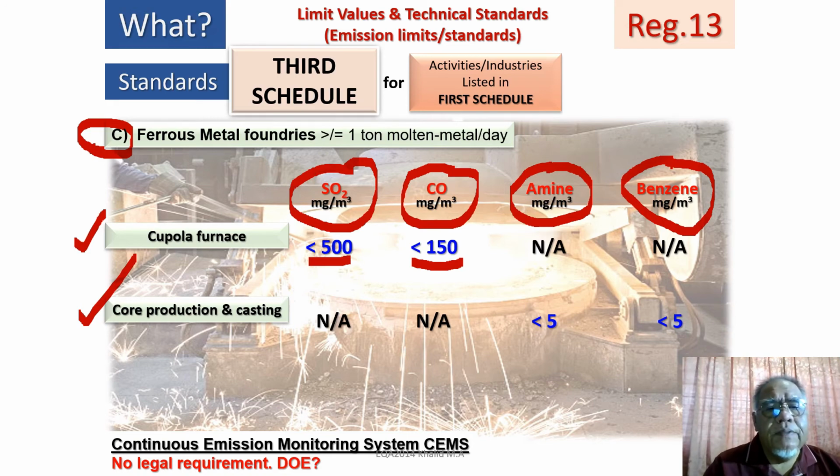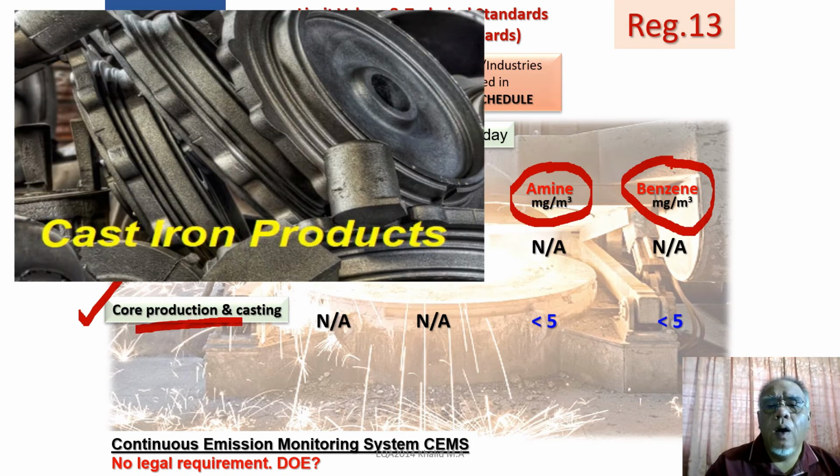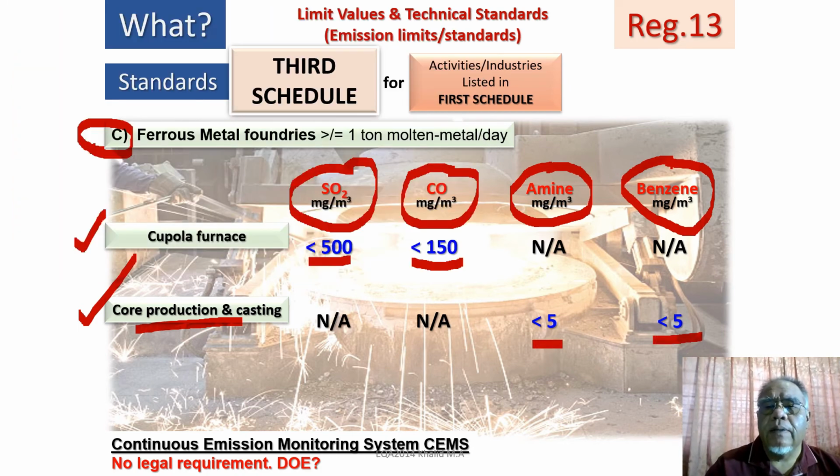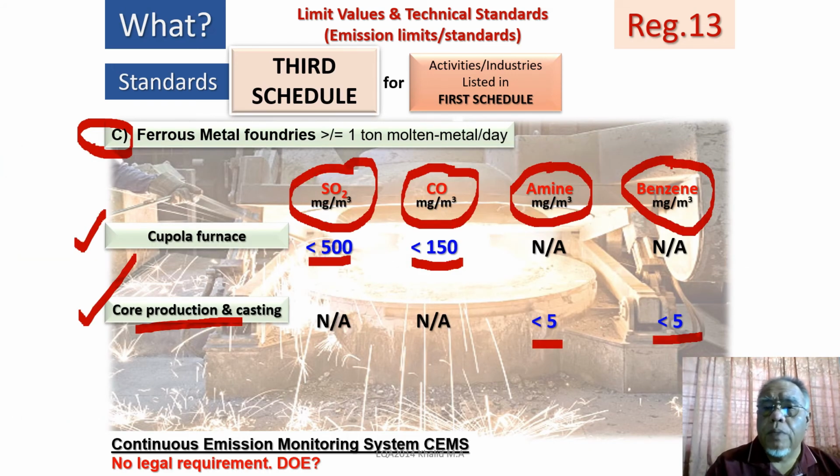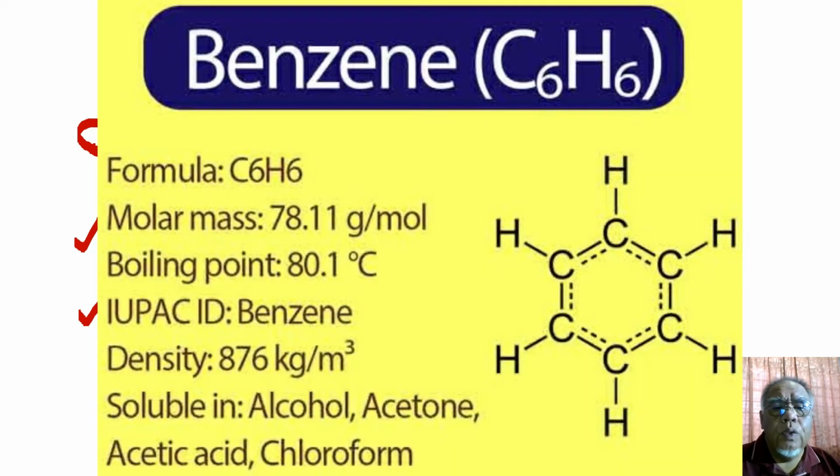Now for the second activity, core production and casting, only amine and benzene is regulated. Their emission standard is not equivalent to, must be less than 5 milligram per cubic meter. That is very, very small. And even benzene must be less than 5 milligram per cubic meter. So there is no legal requirement for CEMS as far as the law is concerned.